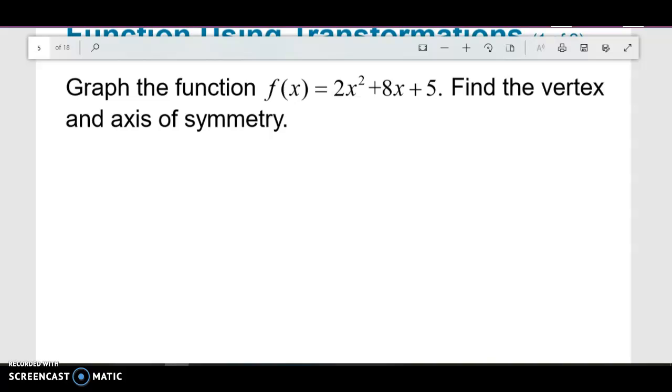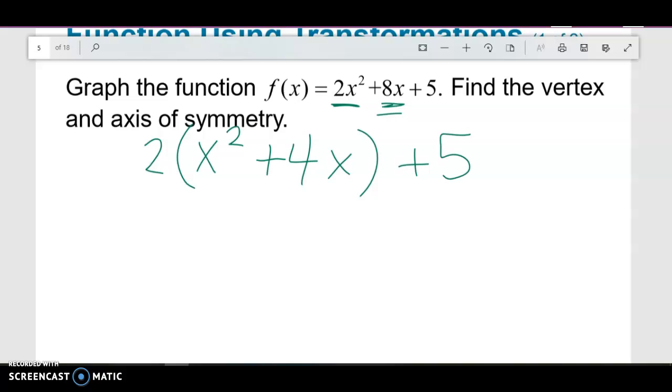Alright, so here I have this 2, and what I'm going to do is factor out a 2 from the first two terms. So if I do that, then I have 2x squared divided by 2 is x squared, and then 8x divided by 2 is, excuse me, it's 4x, my apologies. Alright, so 4x. So here I've just factored out a 2. Now 5 is not divisible by 2, so I couldn't do anything there.